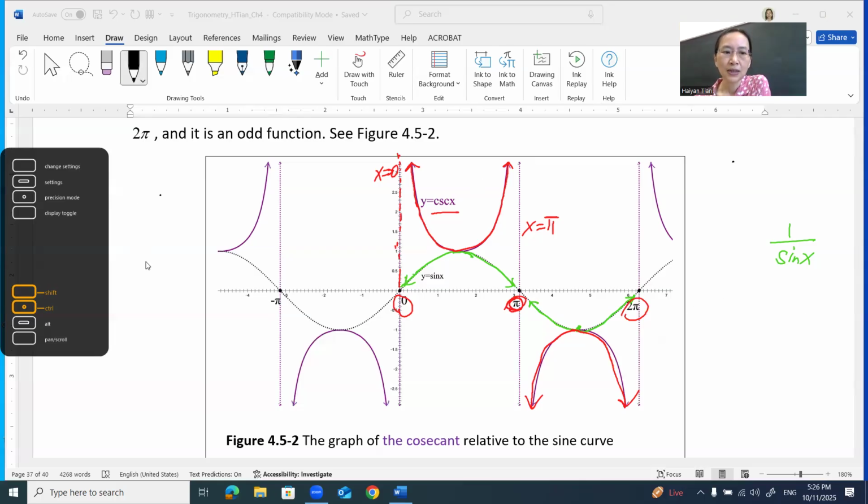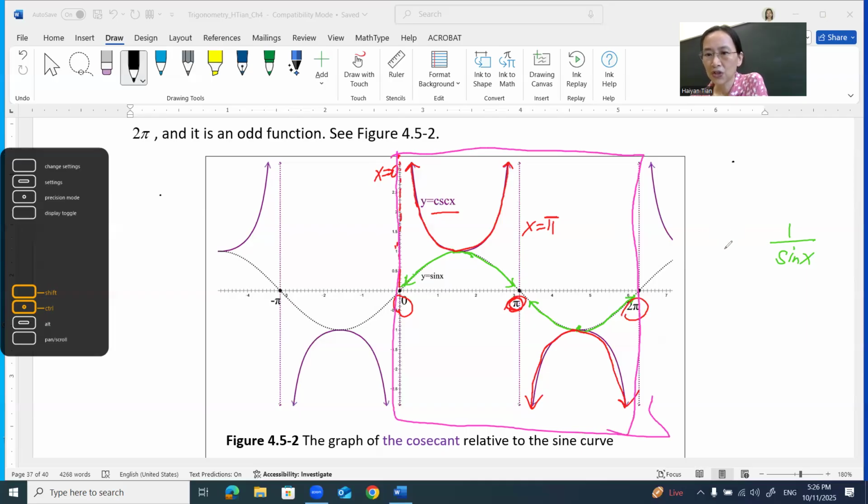So here is the graph of one period. The red curve is one period of cosecant function. And in order to draw the one period of cosecant function, we made use of the sine function, to get the sketch of cosecant.